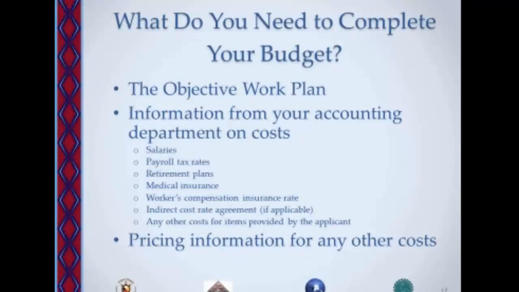So what do you need to complete your budget? Well, first, that handy-dandy objective work plan. You need to have that because that lists out your activities and the staff and everything that you need to implement the project. You also probably might need to go to your accounting department and check with them on salaries, especially if you're going to use any existing organizational staff on the project. You'll also need to get payroll tax rates, information on retirement plans, health insurance, workers' comp.